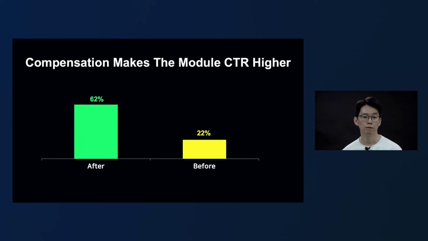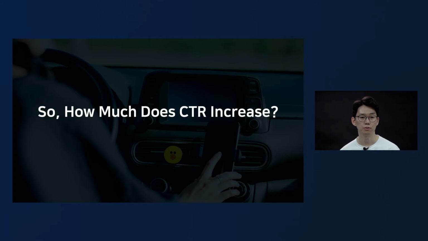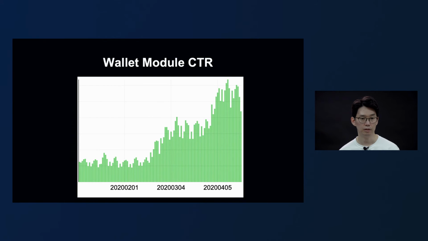As a result, we found out that this method can increase the CTR more. The removal of positional bias alone results in a CTR increase about 3 times more. So, how much does CTR increase? This figure shows the wallet module CTR. On the graph, you can see CTR increased twice.